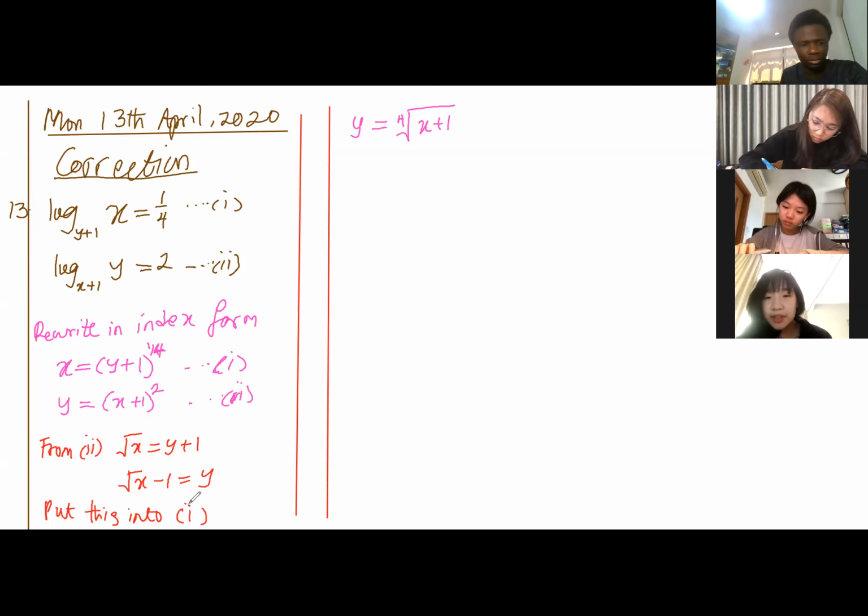Right. Mr. Daniel, I think for writing equation 1, you can just write x to the power of 4 equals y plus 1 instead of square root 4. You mean this one? Yeah, you can just write x to the power of 4 equals y plus 1. Hold on, I'm writing from here, so I'm following the rule by not skipping anything.